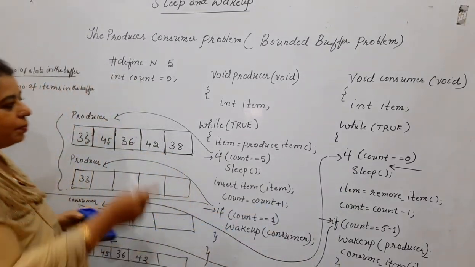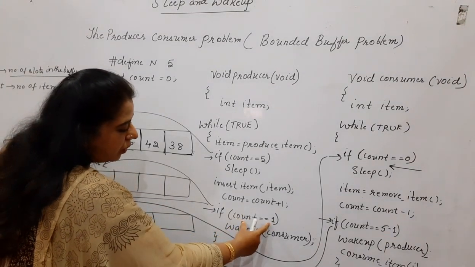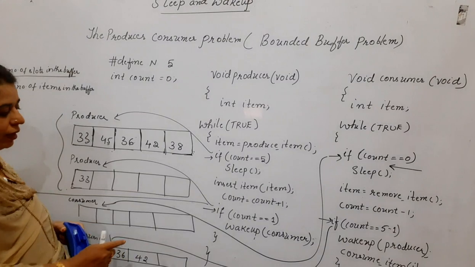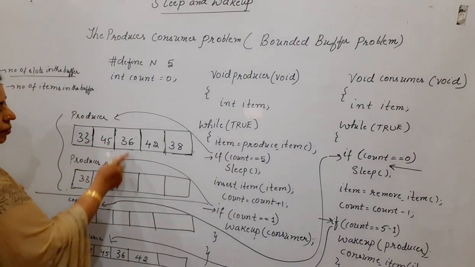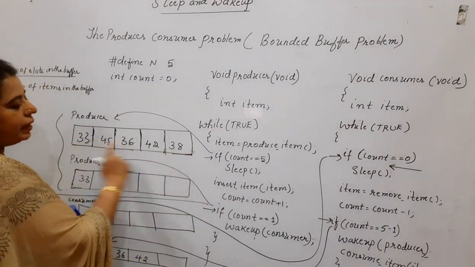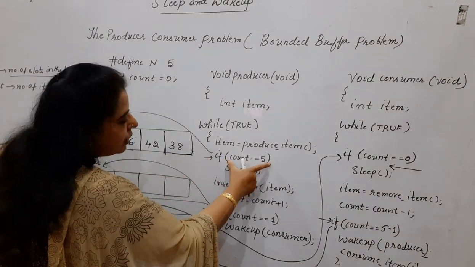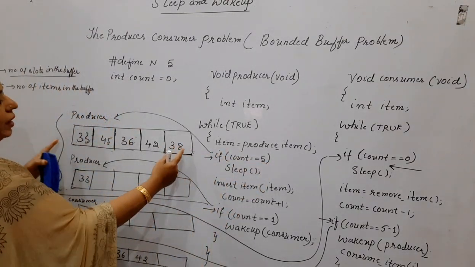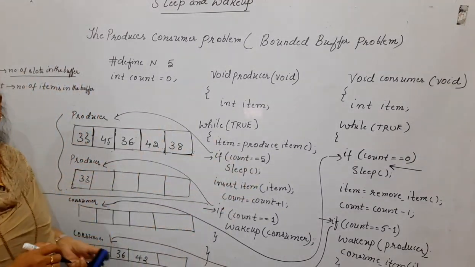What will happen is the producer will send this only once, because you can see the condition, only when count is equal to 1 it will send the wake up signal. After that it will keep doing its job, it will enter the next item, increment count equal to count plus 1, and it will fill all the items in the buffer. Once it becomes 5, if count is equal to 5, then it will go into the sleep mode. Now the producer is in the sleep mode.